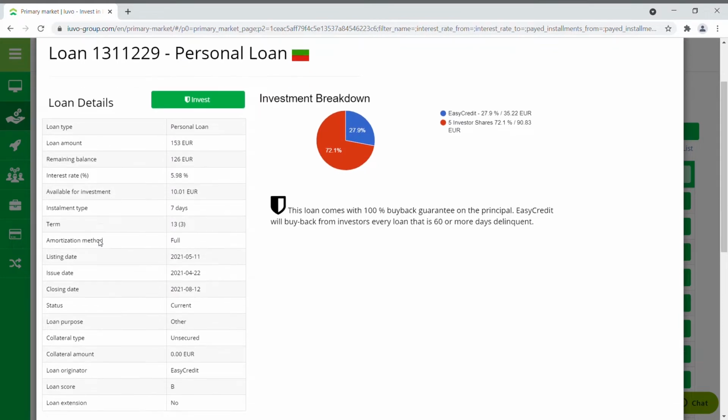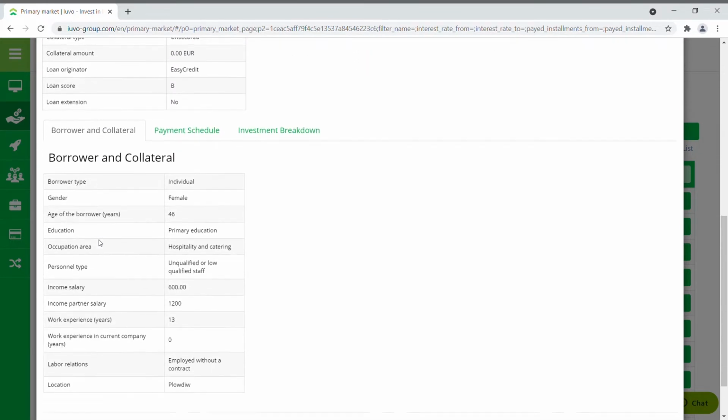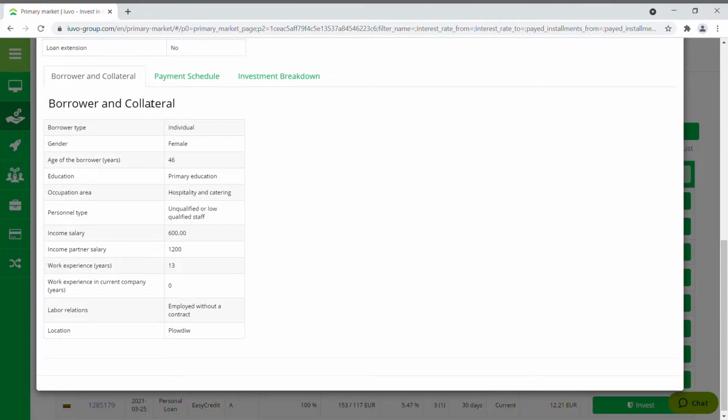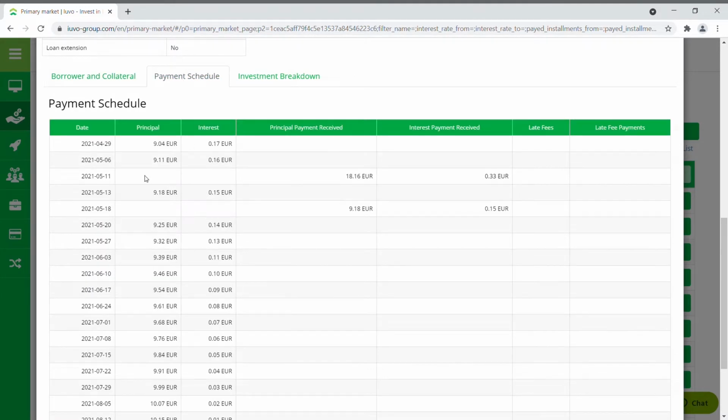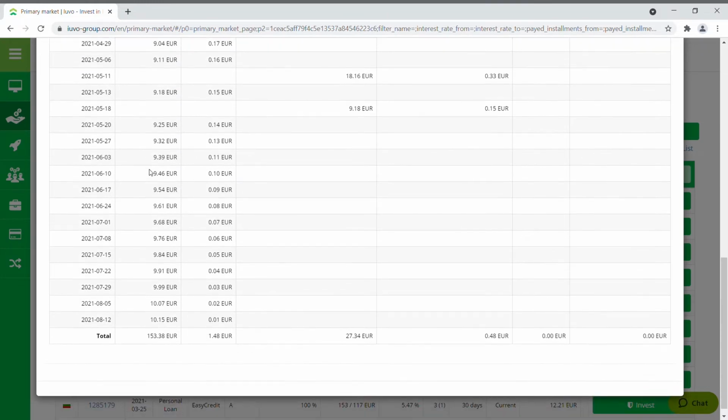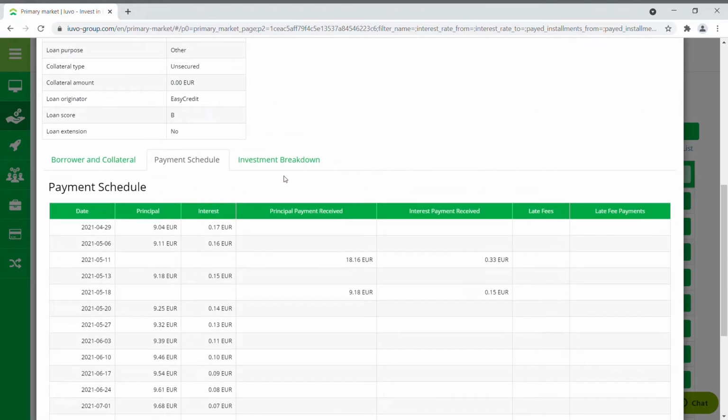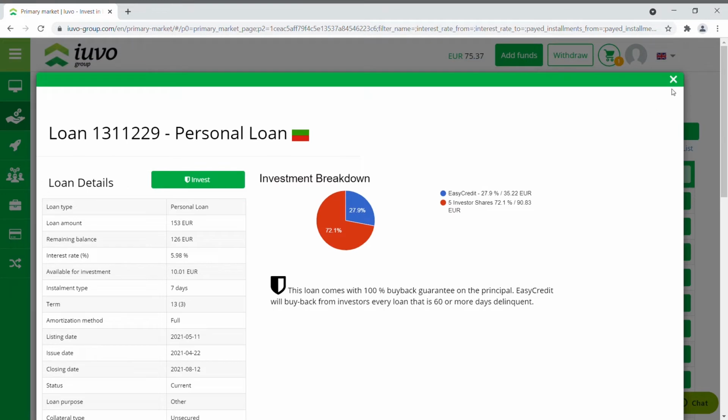Manual investing gives you the possibility to have a closer look at each loan you're going to invest in. You can see more details about the borrower, their behavior, and the payment schedule before you decide to invest in it.